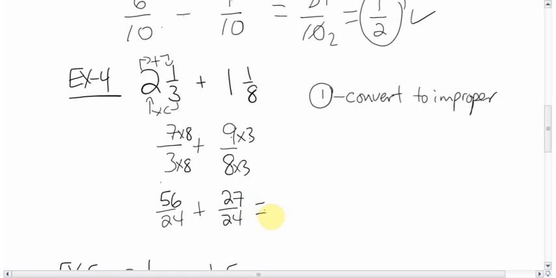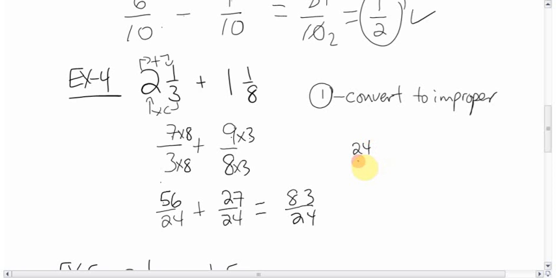Now, I know some of you are thinking, oh my god, that's a big, ugly answer. No worries. When you add the two together, you get 56 plus 27 is 83. So you get 83 over 24. Now, I know some of you are going, oh my god, this looks pretty hard. How many times does 24 go into 83? Just a little math on the side.